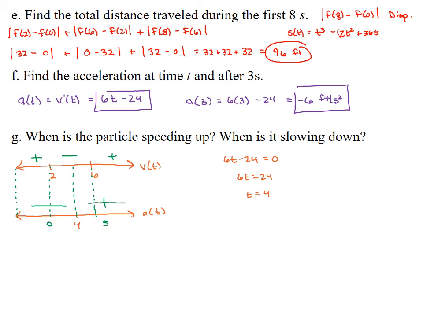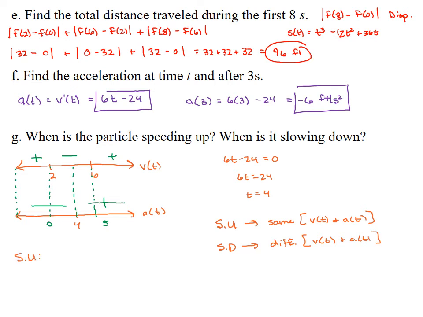And you're asking yourself two questions. When is it speeding up and when is it slowing down? Speeding up is when both the velocity and acceleration are the same. And slowing down, which I usually call SD, is when they are different. Your first interval will always start at 0 because that's when time starts.